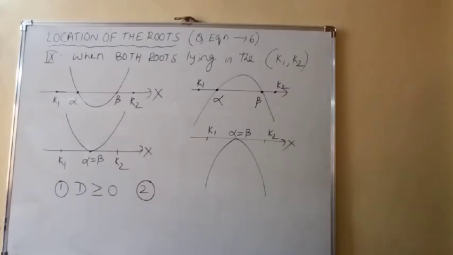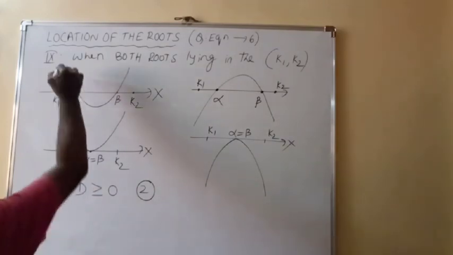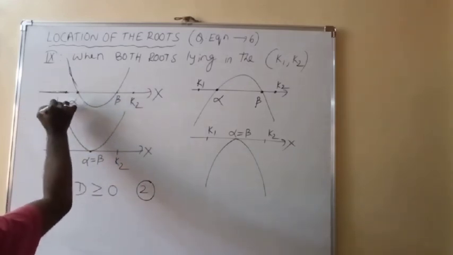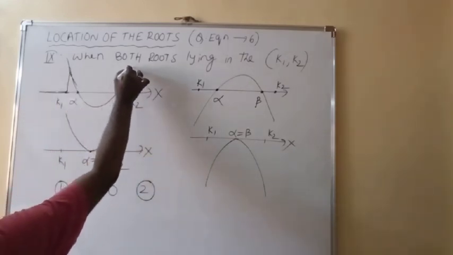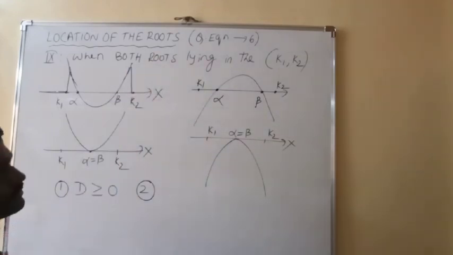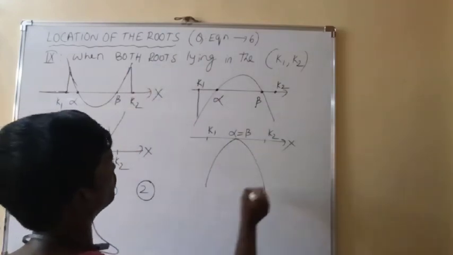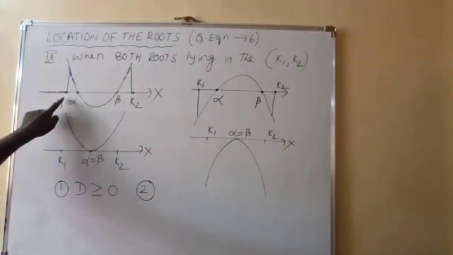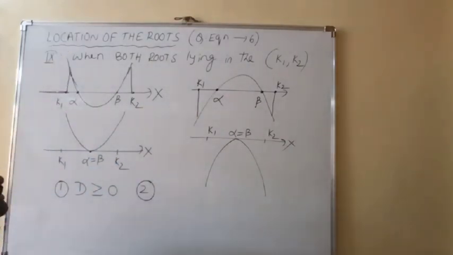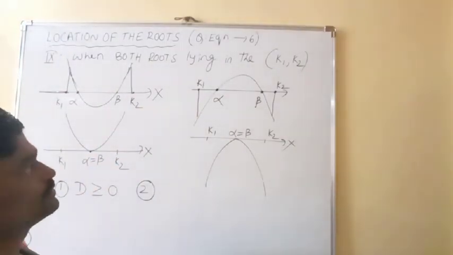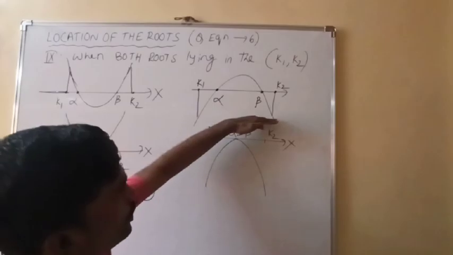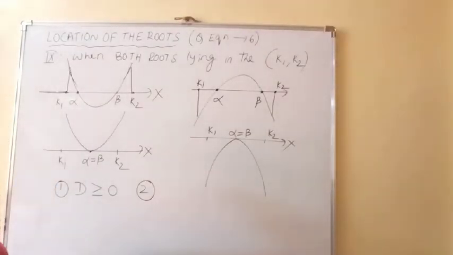If you consider the second condition, it is nothing but union of fourth and fifth cases. So when A is positive, f of K1 as well as f of K2 positive. When A negative, f of K1, f of K2 negative. Because when A positive, at K1 and K2 graph is above x-axis, so f of K1, f of K2 positive. When A negative, at x equal to k1 and at x equal to k2 graph is below x-axis. That means f of k1, f of k2 negative.